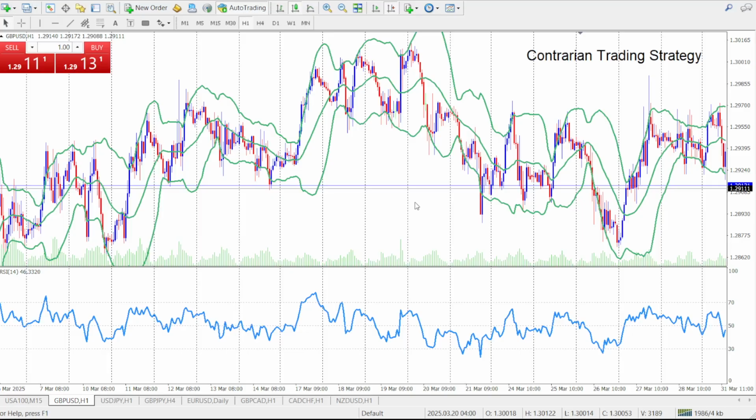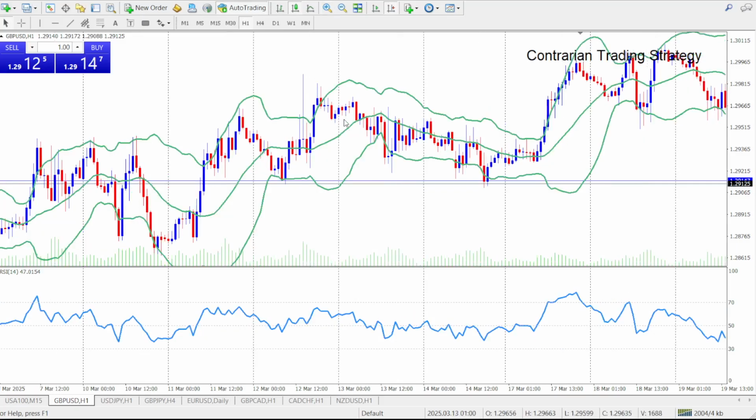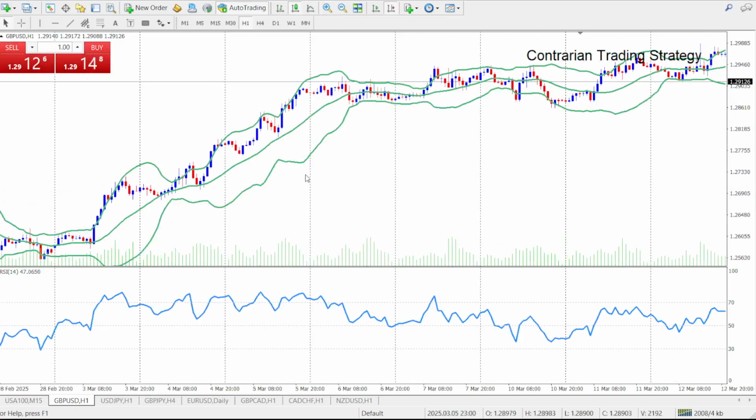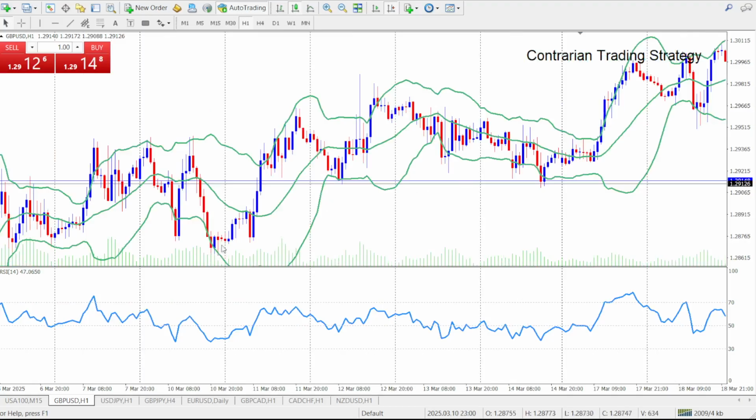Then you analyze market sentiment. If retail traders are overwhelmingly bullish or bearish, a contrarian move might be forming. Then you look for candlestick patterns, reversal patterns like pin bars. If you find pin bars or engulfing candles, they confirm potential trade entries. So now let's just apply the contrarian trading strategy. Let's look for a valid example. Let's look for a valid scenario.